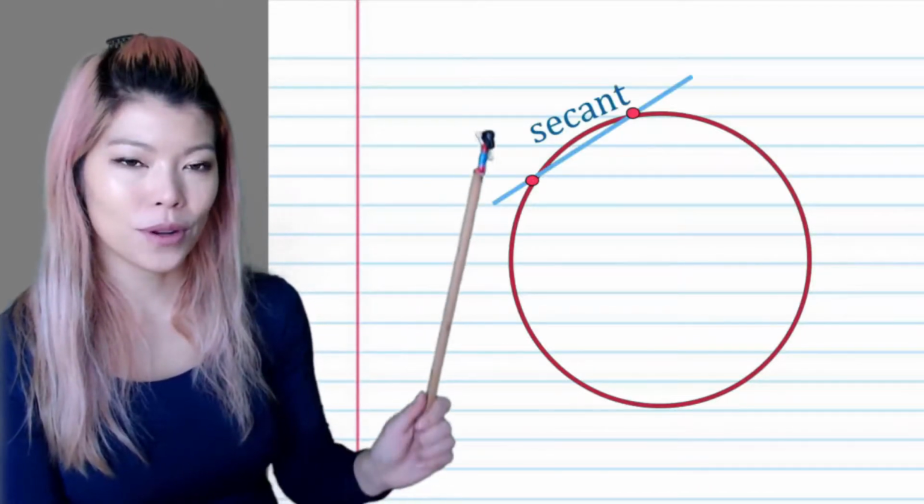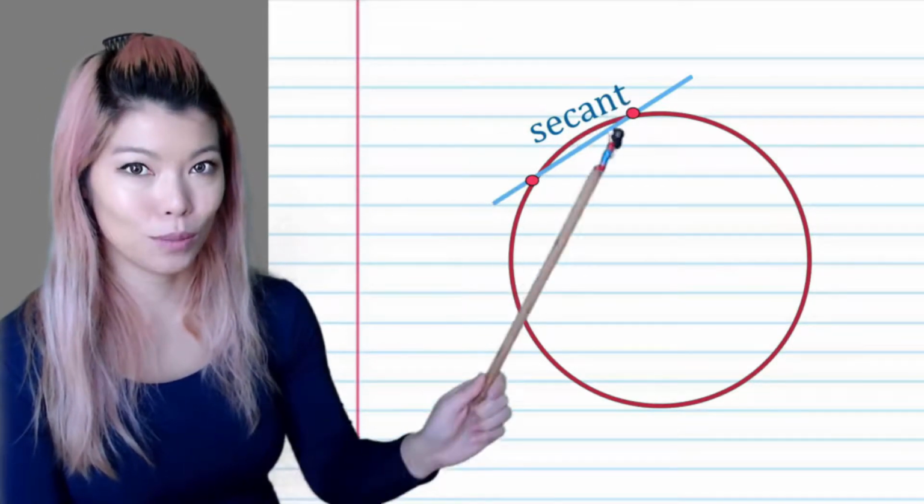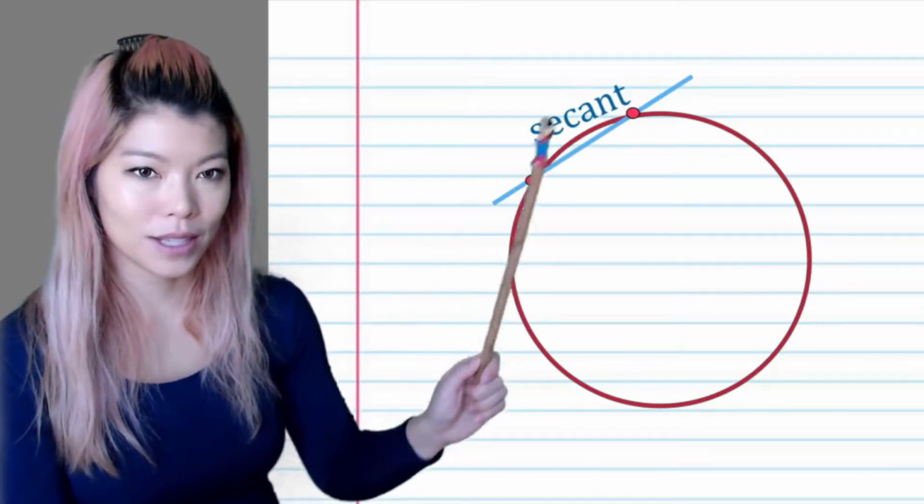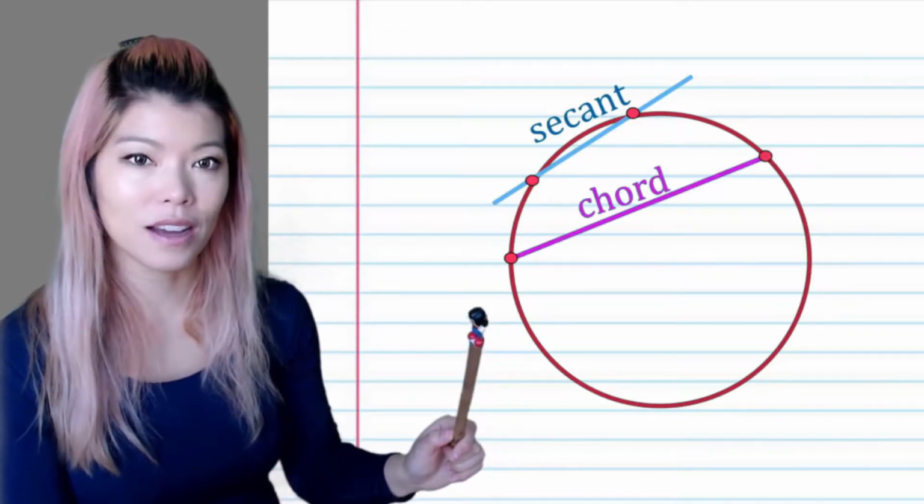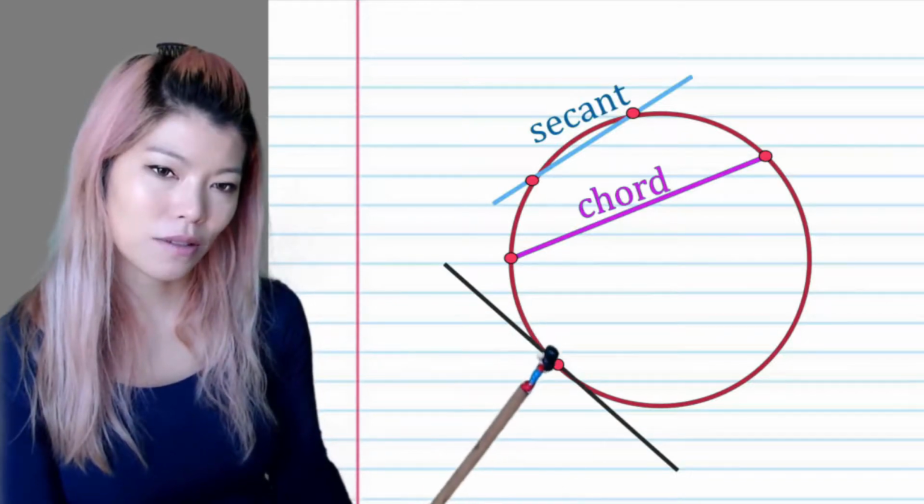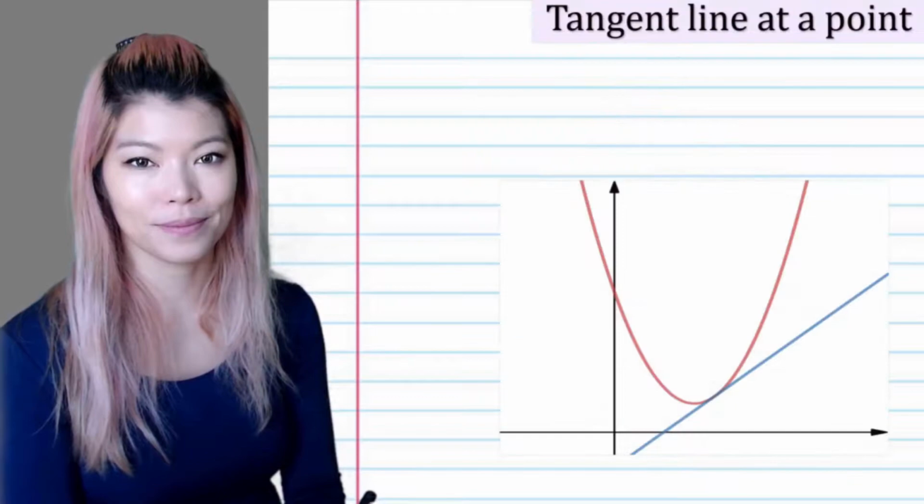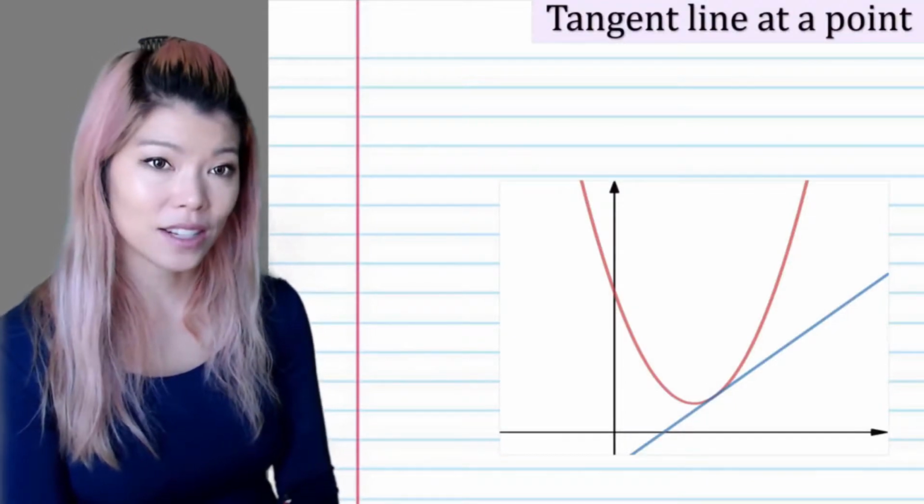Recall these three words. That's a secant, a line that passes through two points and crosses the curve. If it doesn't cross it, it's called a chord. And if it's just touching and it has the same gradient as that point, it's called a tangent. We're going to look at tangents of lines.